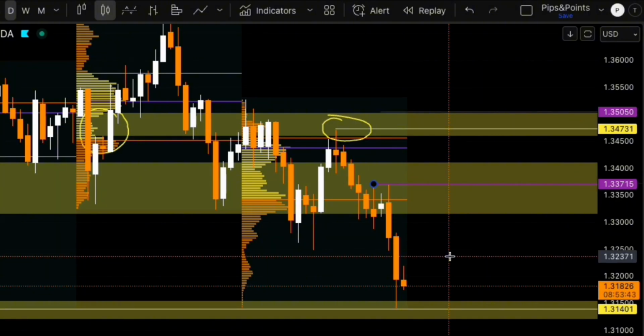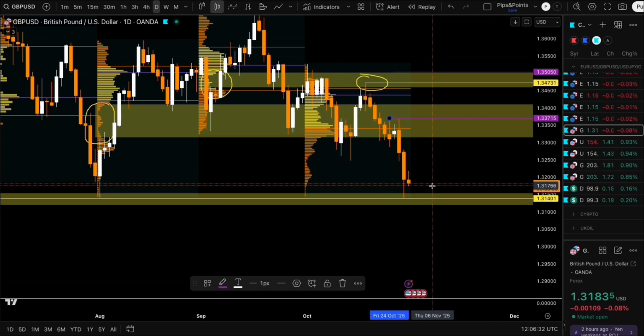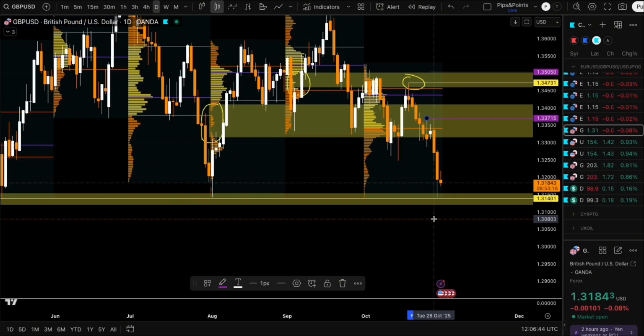But the one that you will go for, if you were to entertain this idea in any way, shape, or form, you'd be looking at 1.33715. That will be the level that you'd be looking at. Alternatively, you could just be like, it's come to this level, so it must go up, right? And then you could tap in at 1.31401, and then you just see how that goes, right? You just see how that one day goes.